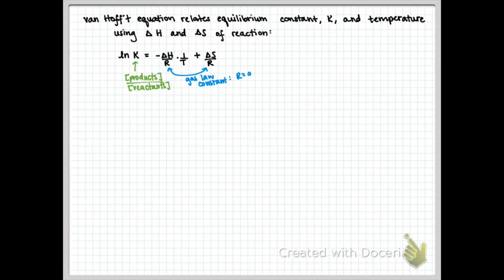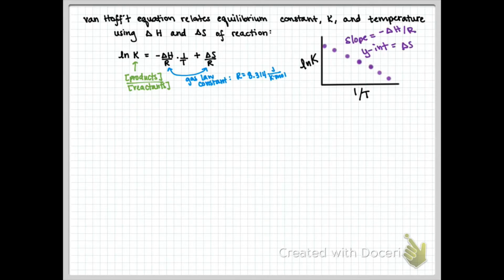R here is your gas law constant, and here we're going to be using the value of R as 8.314 joules per Kelvin times mole. And so if we were to take our temperature-dependent data and graph the natural log of K against the inverse temperature, we'd get that our slope would be equal to negative delta H divided by R, and our y-intercept would be equal to positive delta S divided by R. So we can get both of our delta H and our delta S from this linear trend line.